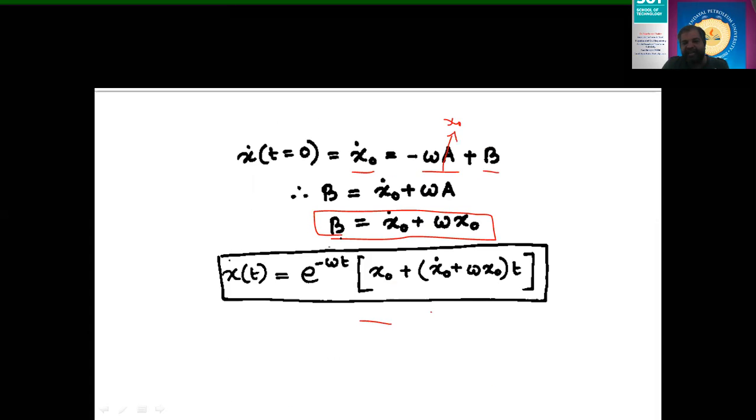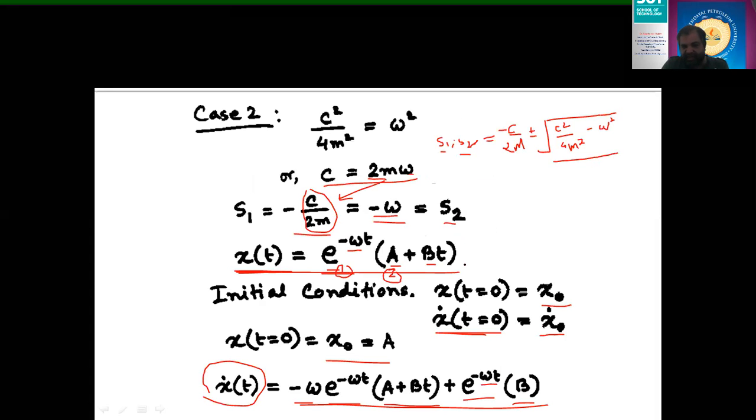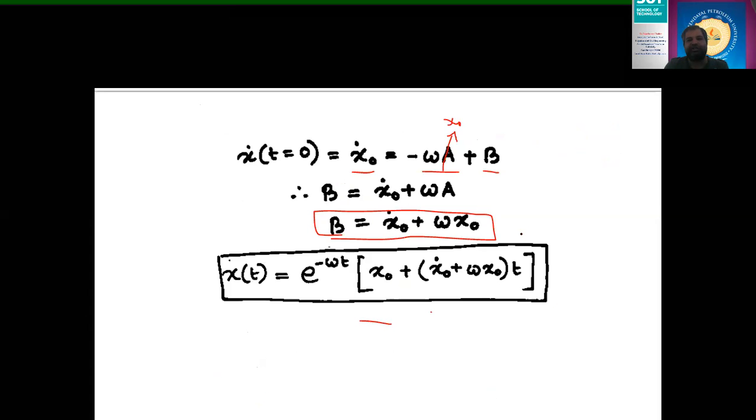Put this value of a and b into the original equation, which is this. This will give you the complete solution of this particular differential equation of motion. So this will be my complete equation: x of t is equal to e raised to minus omega t, times x0 plus b, where b is already found out, times t. So this will be your final form of the equation.